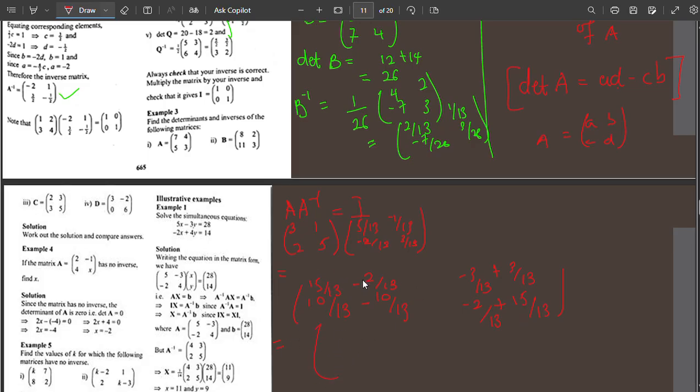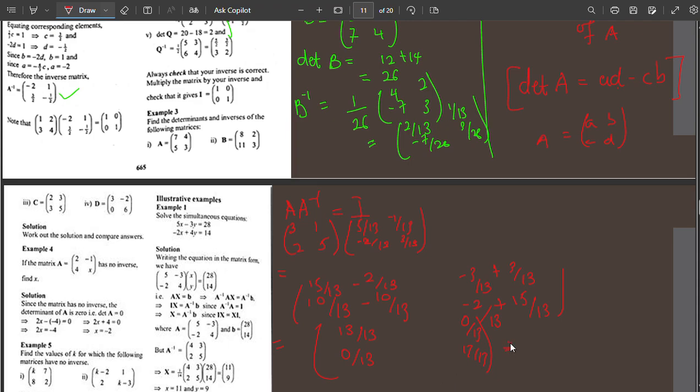So let's add. When we add, we get 13 over 13 because we have 15 over 13 minus 2 over 13. So we get 13 over 13 here. Then let's see here. We have 3 minus 3 plus 3 over 13, which is 0. That'll be 0 over 13. This 10 minus 10 over 13, that's 0 over 13. Then here, when we add them, we have 13 over 13.